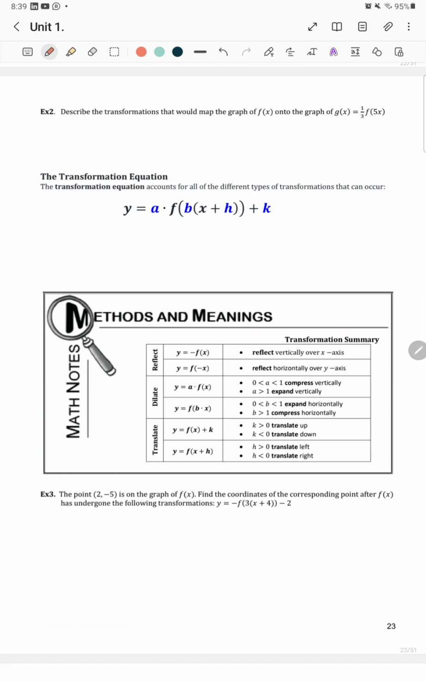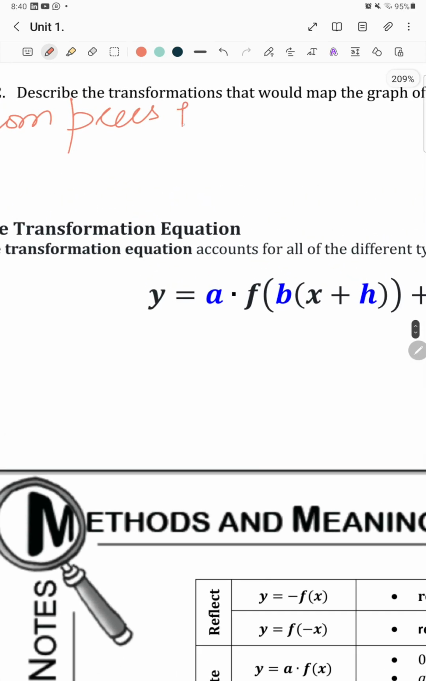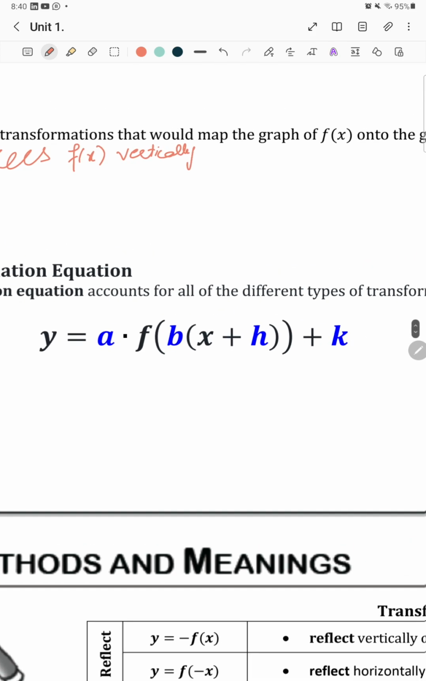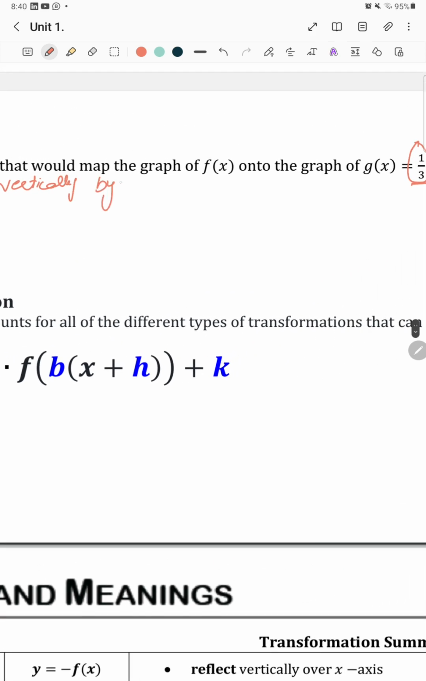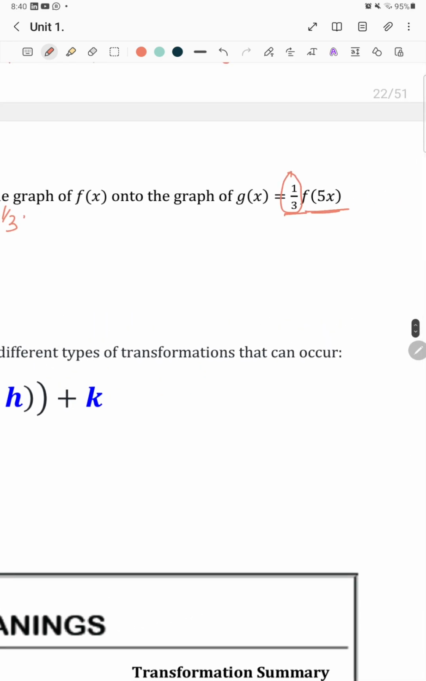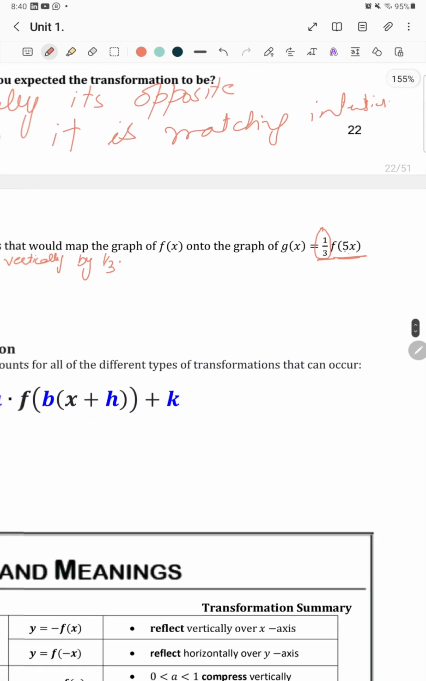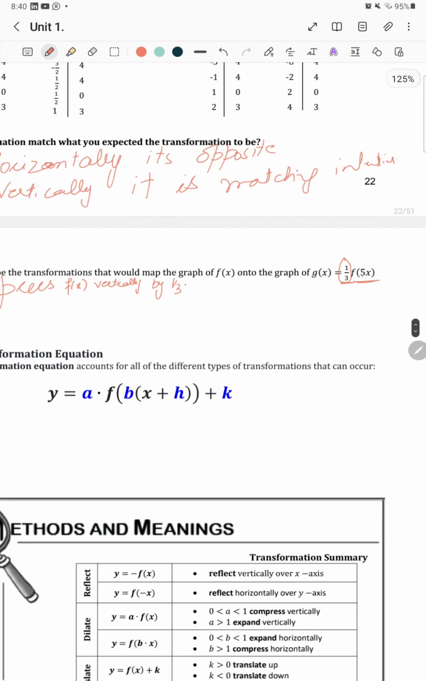Describe the transformation that would map the graph f of x onto the graph g of x equals 1 by 3 f of 5x. So 1 by 3 is y, so we need to compress f of x vertically by 1 by 3, and since we are multiplying x by 5, also horizontally by 1 by 5.